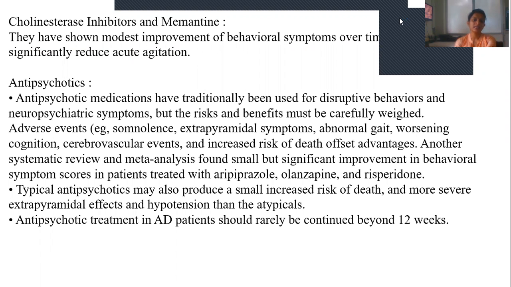Cholinesterase inhibitors and memantine showed only small changes in behavioral symptoms over time. For psychiatric and psychotic symptoms, we go for antipsychotics, which are used for disruptive behaviors and neuropsychiatric symptoms. But when using them, we have to assess the risks and benefits. If the risk is less and the benefits are more, keep the patient on antipsychotics. If the risk is more and the benefits are less, there is no need to use them.